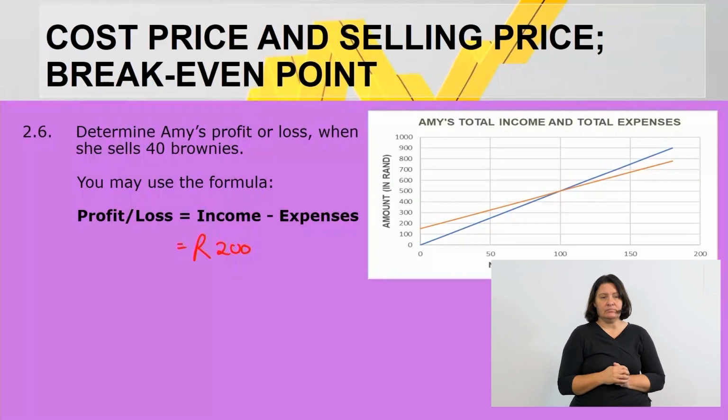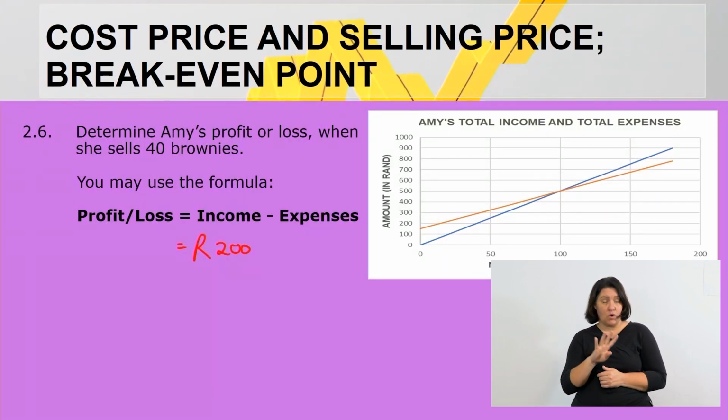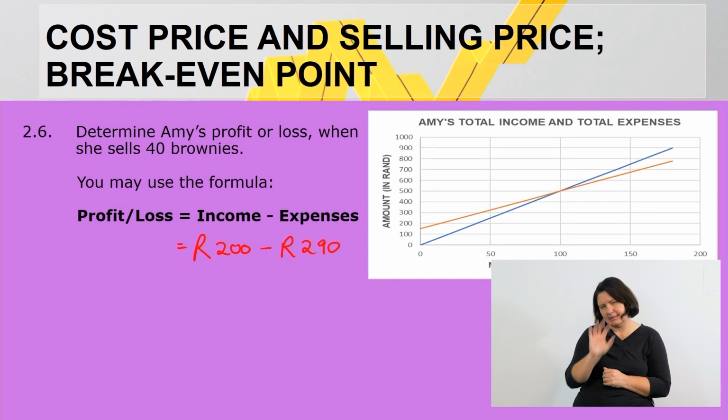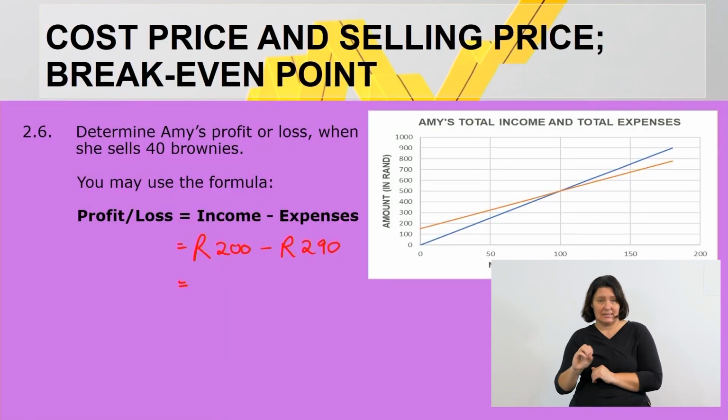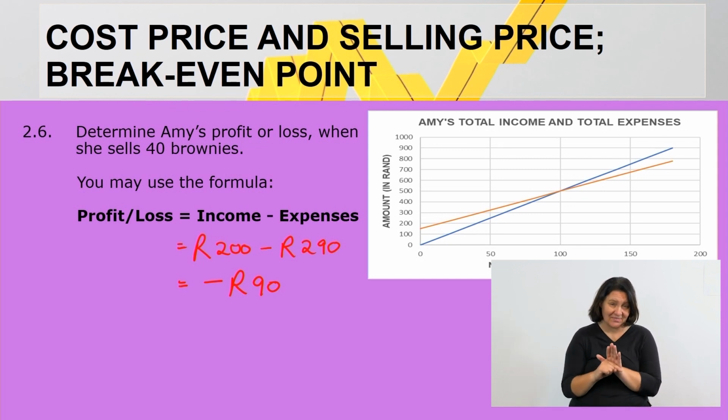So I'm going to substitute that value. Remember, the first step is your formula, and step number 2 is to substitute into the formula. We established that the income equals 200 rand. Then let's look at our expenses. It's still 40 brownies that she's selling. So 40 is round about here. If I go up, it's round about there, so I'm going to estimate, let's say round about 290 rand. Therefore, if I do this calculation, 200 minus 290, this will give us minus 90 rand, which is a negative answer. We agree on that. So in this case, Amy will definitely be making a loss.